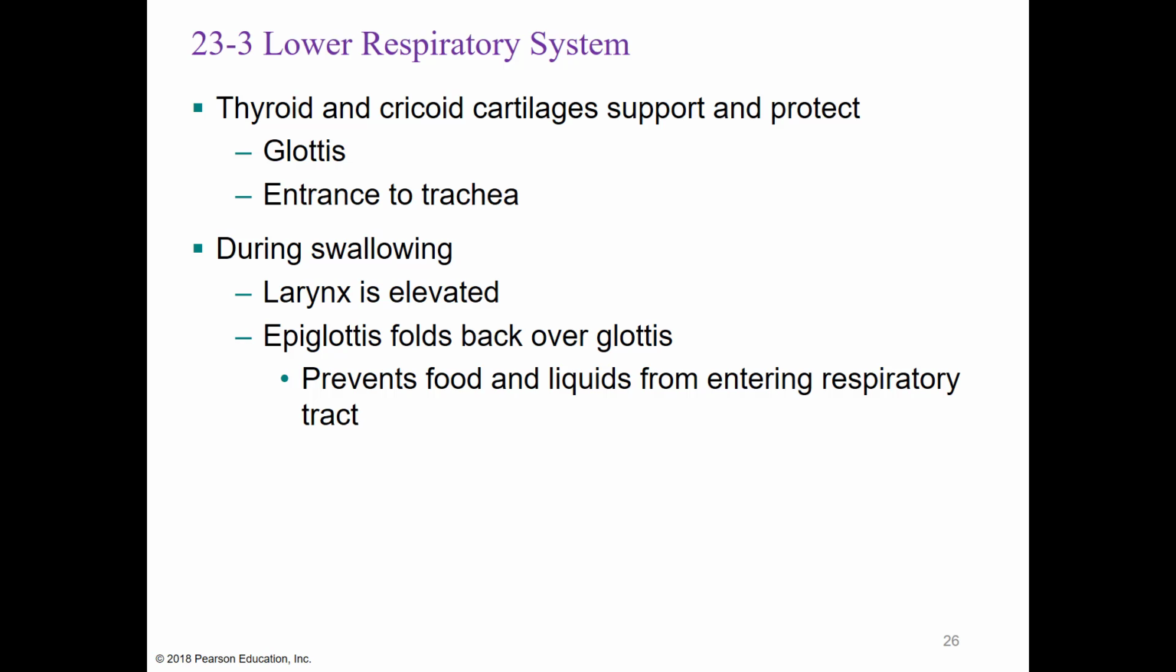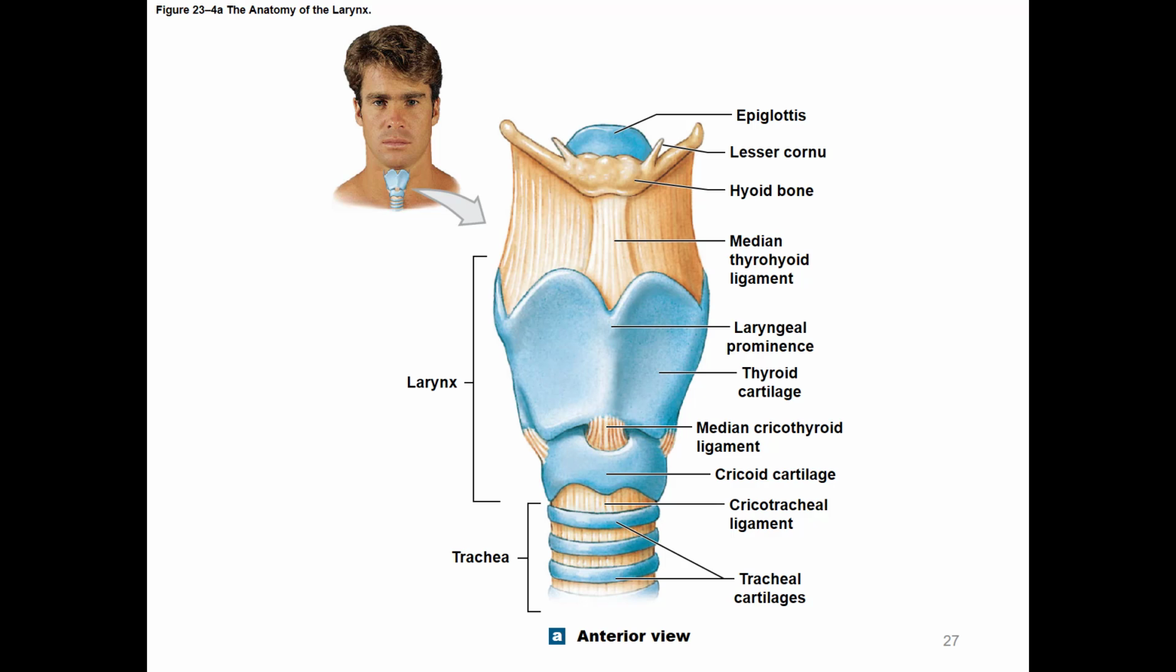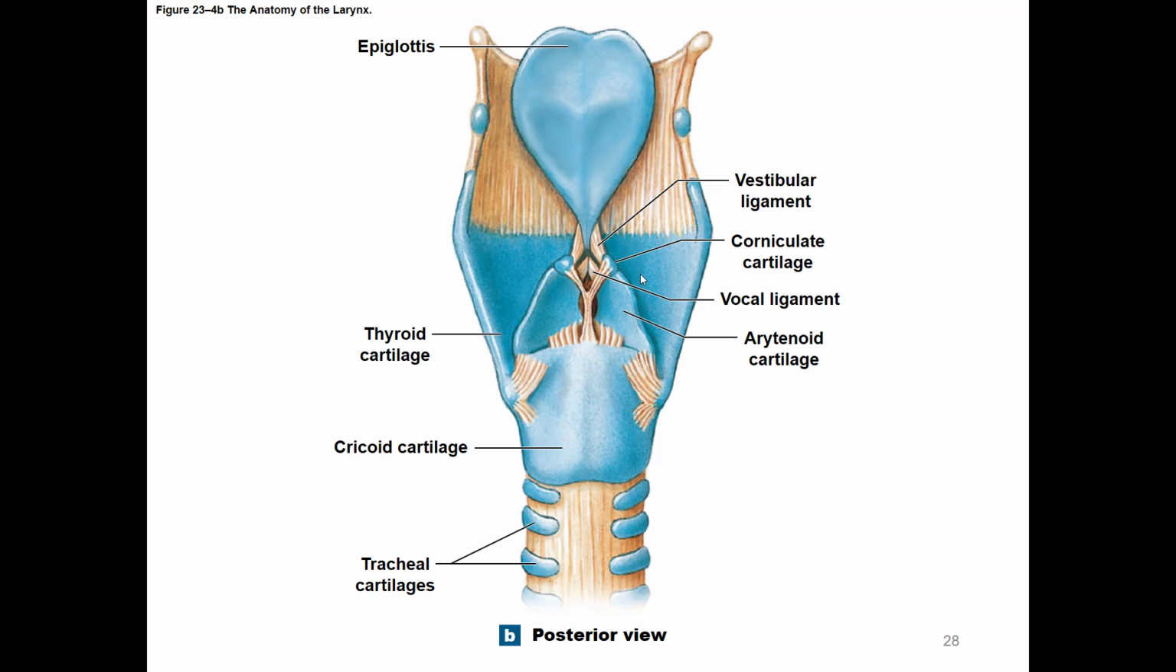The thyroid and cricoid cartilages will support and protect the glottis, which is the entrance to the trachea, where our vocal folds are as well. And during swallowing, and you can feel this if you touch your own Adam's apple while you swallow, the larynx elevates and the epiglottis will fold over the glottis, preventing food and liquid from entering the respiratory tract, which is certainly helpful.